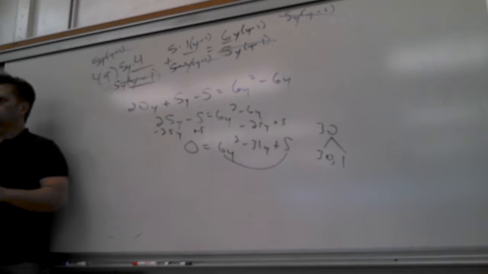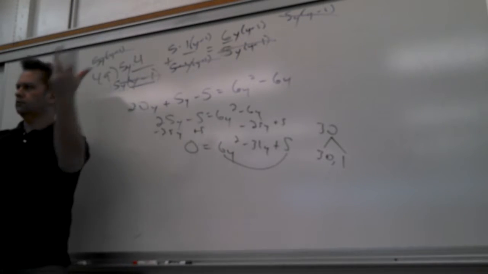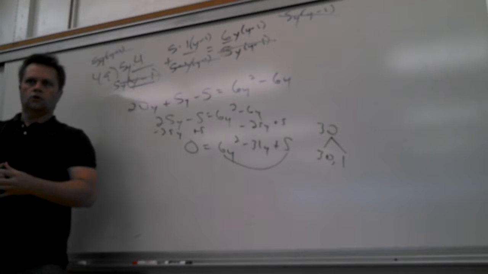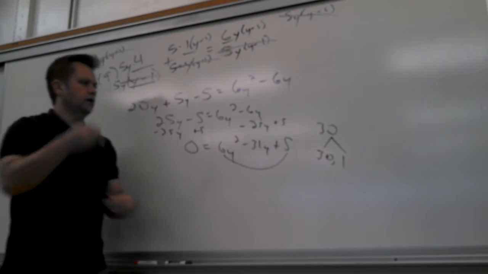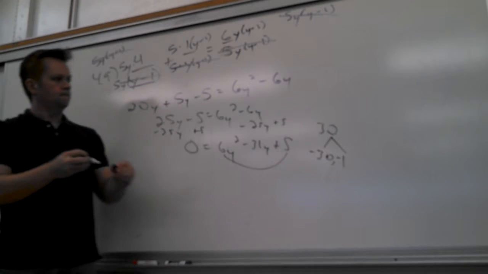Now, cool. So you break the middle term up, group it, and so forth. But it would be a negative 30 and a negative 1, though, right? Yeah, exactly. Okay. I like it.